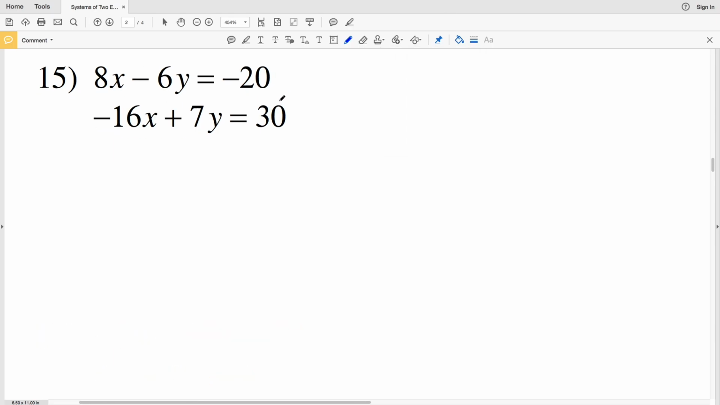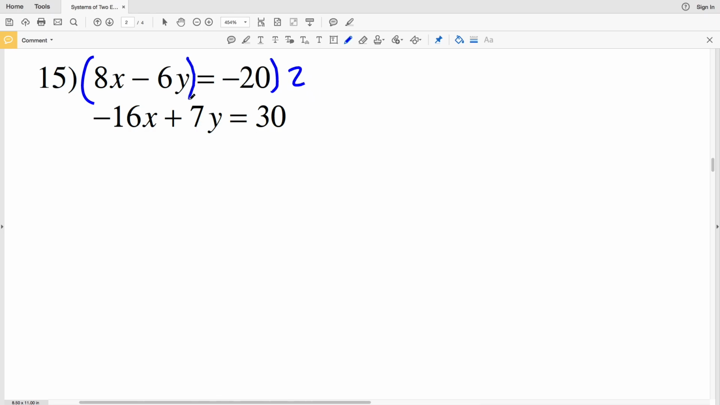So in number 15, we either want to eliminate our x variables or we want to eliminate our y variables. And that's through addition or subtraction of our equations. So finding the least common multiple of 8 and 16, that's going to be 16. The least common multiple of 6 and 7, we'd have to multiply both the top and bottom equation. So why don't we just multiply this first equation by 2? Remember, whatever we do to the left, we need to do to the right.